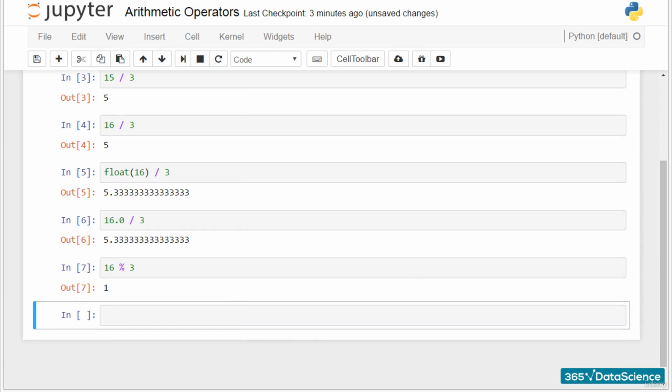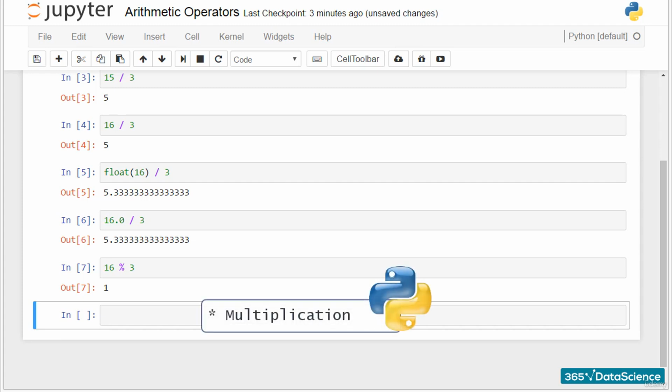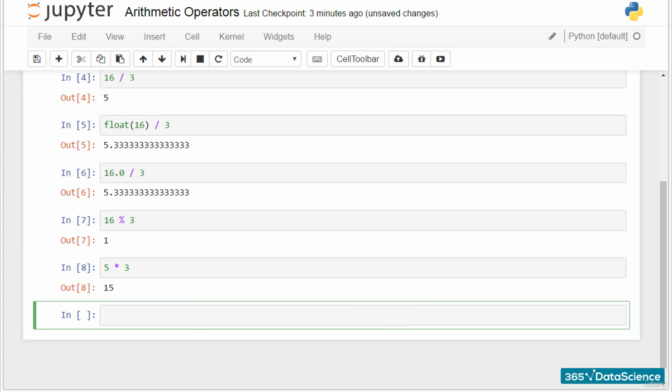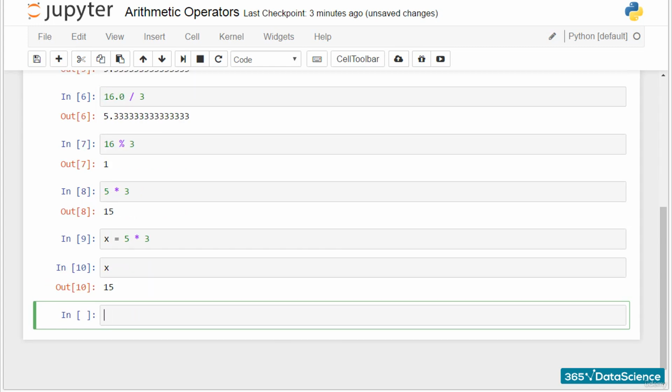Multiplication. As usual, we can use the star sign when we want to multiply. For example, 5 * 3 will lead us to an output of 15. For the record, you can assign any arithmetic operation to a variable. If we assign 5 times 3 to the variable x and then we call x, we will obtain 15 again.